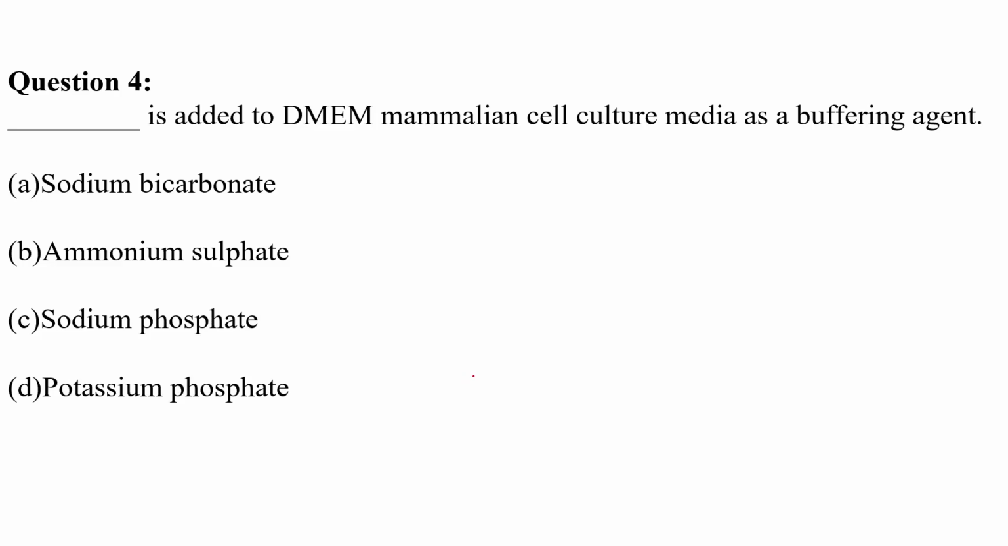Dash is added to DMEM mammalian cell culture media as a buffering agent. Option A, sodium bicarbonate. Option B, ammonium sulfate. Option C, sodium phosphate. And option D, potassium phosphate.